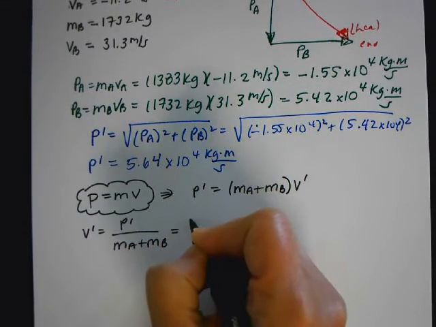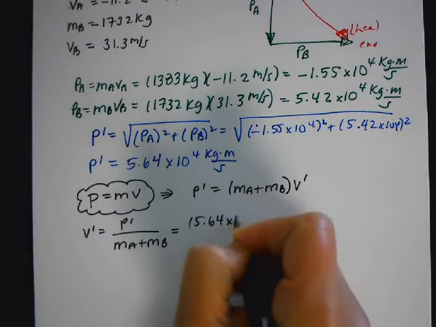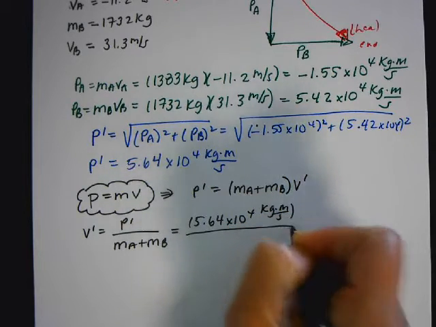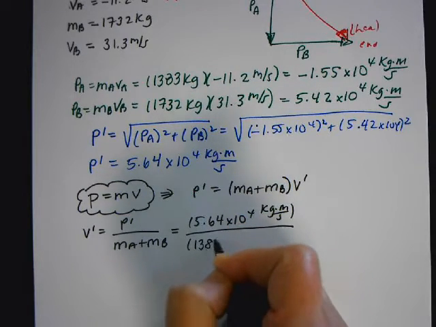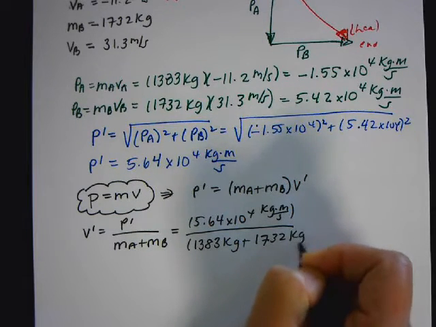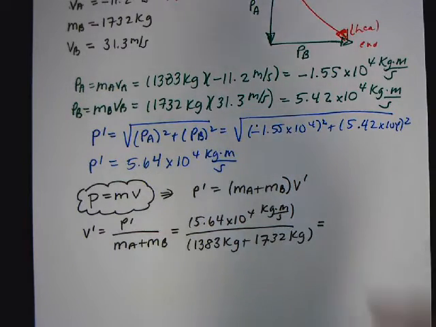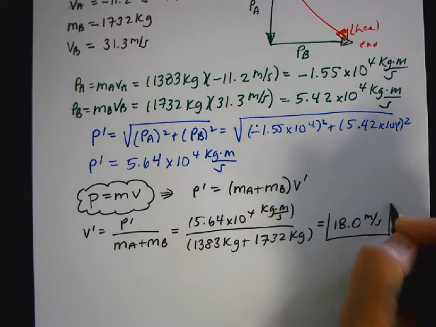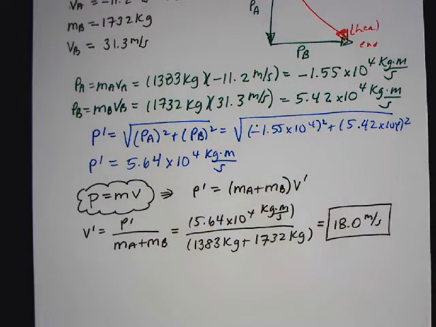So that's equal to 5.64 times 10 to the 4 divided by the combined mass, which is 1383 plus 1732. So the velocity after the collision comes out to be 18 meters per second. But I'm not done, because velocity is a vector quantity, has both magnitude and direction, and this is not going straight in any straight geographic direction, it's going at an angle. So I need to find the angle.